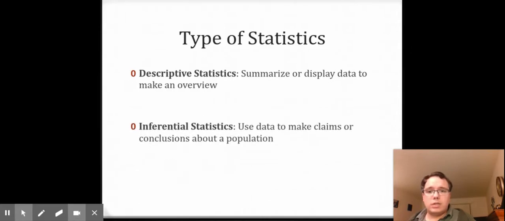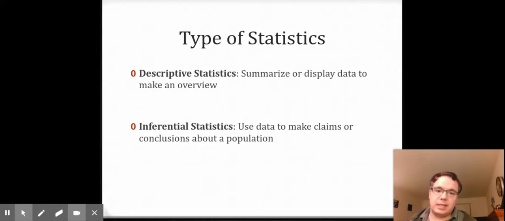There are two types of statistics. There's descriptive statistics. So the main word there is describe. So be descriptive to describe something. So they summarize or display data to make an overview. So you do an experiment and you report out what happened. So basically you're going to use a table. You're going to use calculations to show what happened.